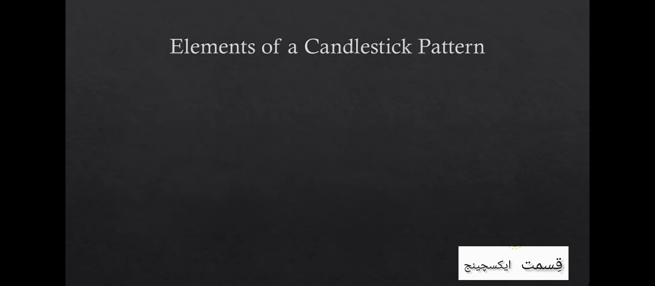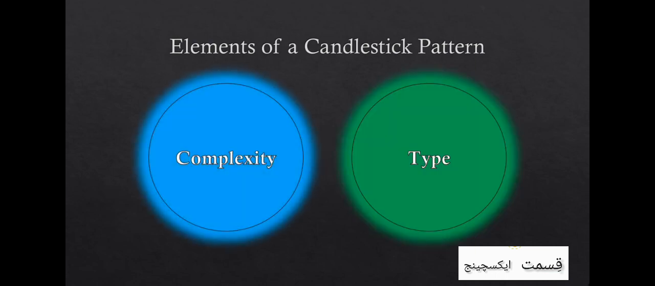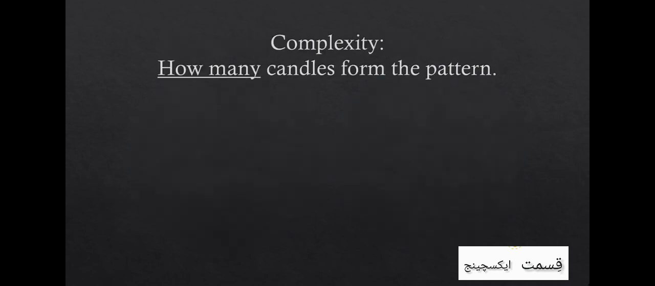A candlestick pattern has two elements that classify it: the complexity and the type. It's important to understand these elements and classifications because that will simplify things later. Let's take a look at each of these two elements individually to see what they mean. The complexity of a candlestick pattern refers to how many candlesticks compose the pattern.